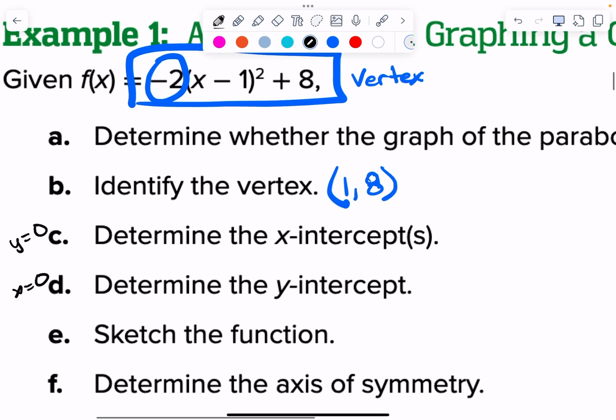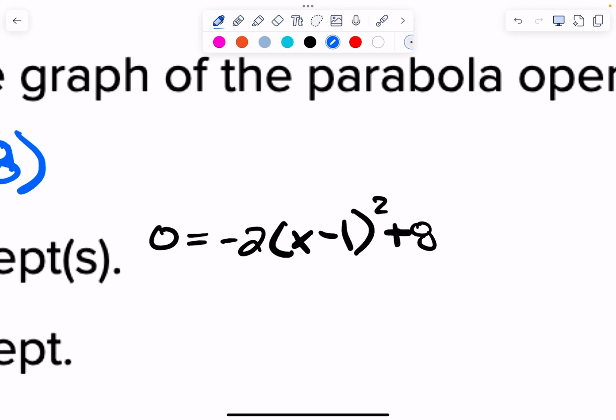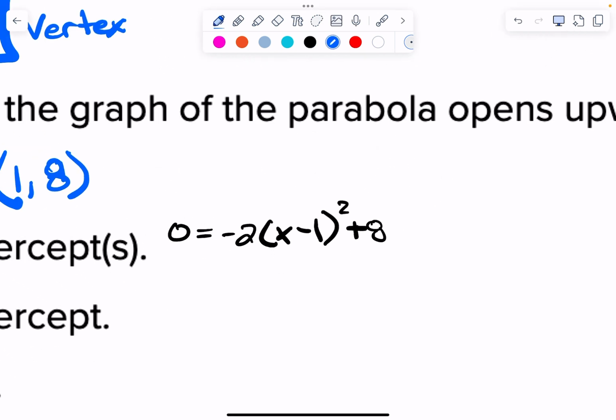If I plug 0 in for y, I've got 0 equals -2 times (x minus 1) squared plus 8. Now what the heck do I do? What am I solving for? Square the... not yet. x. Nope. What x has to be? -8 over.